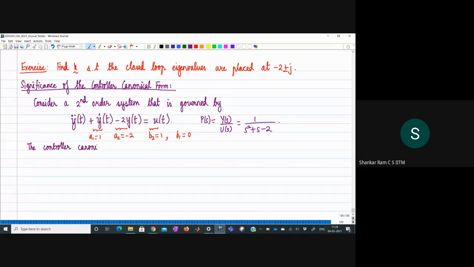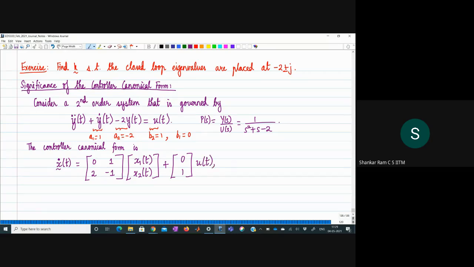can be written as follows. What is the controller canonical form? The state equation will be x dot of t equal to, as we learned, the first row will be 0, 1. The second row will be minus A2, minus A1. Minus A2 is minus of minus 2, it will be 2. Minus A1 is minus 1, times x1(t), x2(t), plus the input vector 0, 1, times u of t.